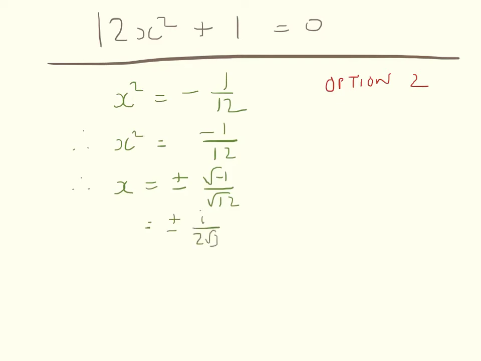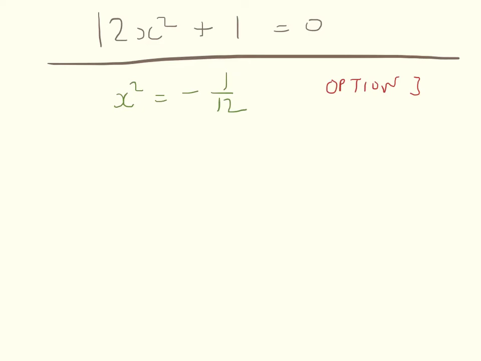And then when we rationalise the denominator in the same way as before, multiply by root 3 over root 3, we're going to get plus or minus root 3i over 6. Same answer we got before. So here's the third option.